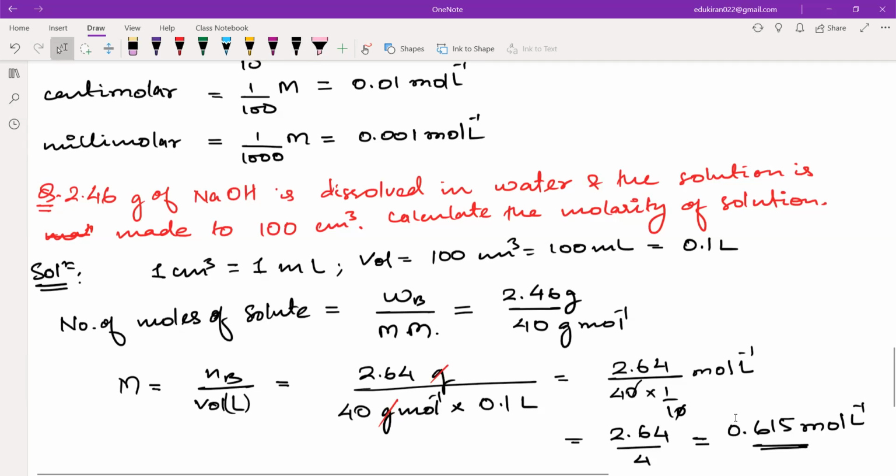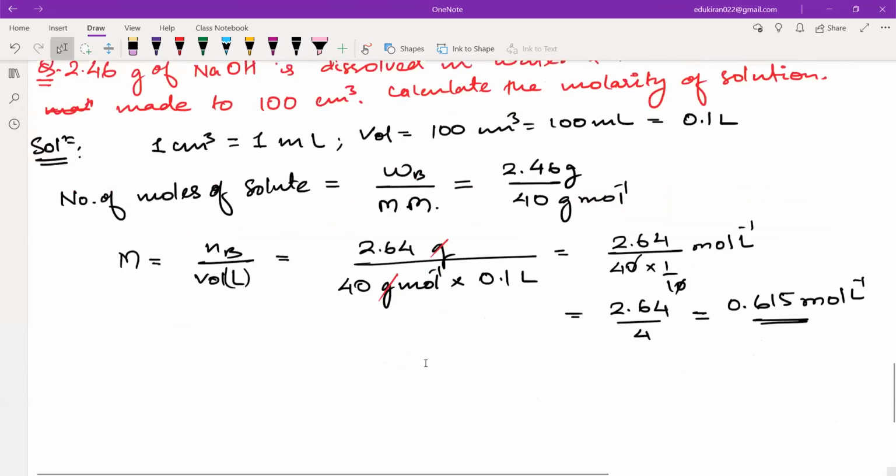Please write this down. Let me know when you're done. Done, guys? Yes or no? Please tell me. Yes. Okay. Write the next thing, that is molality.